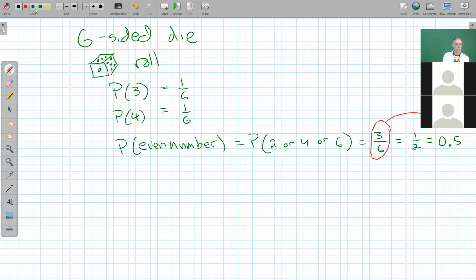Other thing I could ask is, what's the probability of getting a prime number? Let you guys think about that for a minute. See if you can come up with a number for me. What is the probability on a 6-sided dice of rolling a prime number?